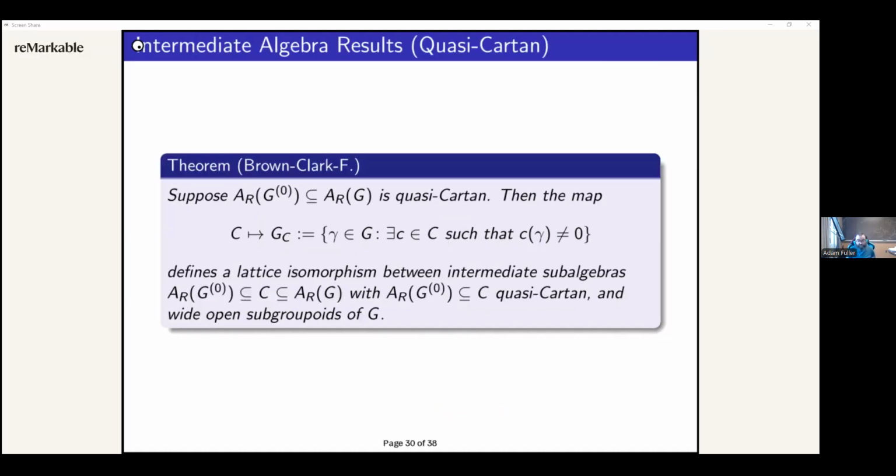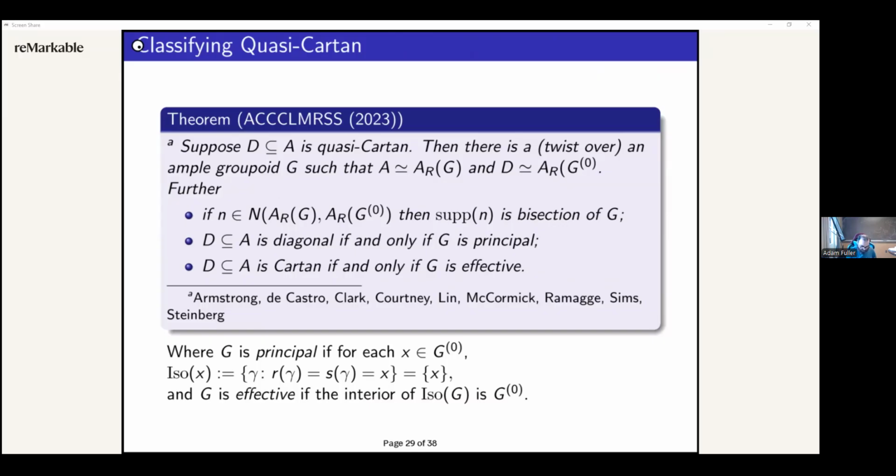Okay, so now we can get to the actual. Oh, sorry, I didn't mention these people. This is a big work due to Armstrong, DeCastro, Clark, Courtney, Lynn, McCormick, Ramage, Sims, Steinberg, which I didn't write on the other slide because there wasn't enough room to write it. They proved these reconstruction theorems in this lovely paper where they go through a lot of detail of all the different things that can happen. I'm told there were 2 groups working on it, who found that they were working on the same thing. So that's one reason why there are so many people on this.